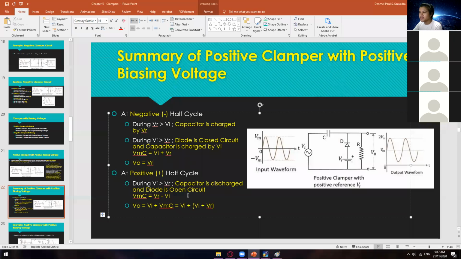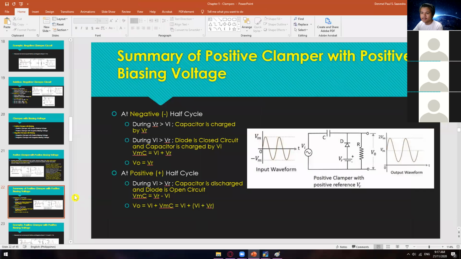All right. So that's basically the idea of the positive clamper. Okay. So yeah, that's why we have this kind of equation. So V sub O is equal to V sub I plus the VMC, wherein VMC is V sub I plus V sub R.